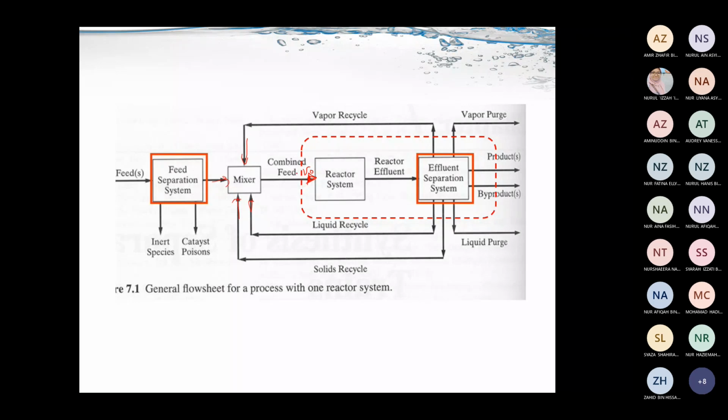The combined feed will go to the reactor system, and then there is an effluent from the reactor. From here there is a separation system to separate the product and byproduct, in terms of vapor or liquid. The liquid goes to the bottom because it is heavier, and the vapor goes to the top, for example in a distillation column. Some of the product that is not fully converted will be recycled back to the mixer to be converted into product again, and some of the liquid can also be recycled here.